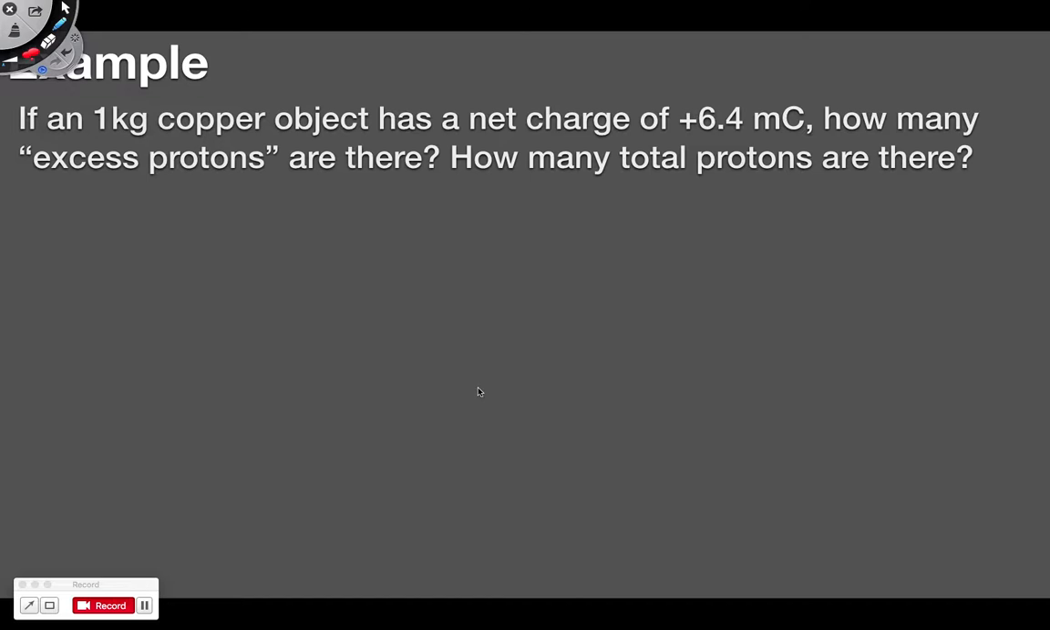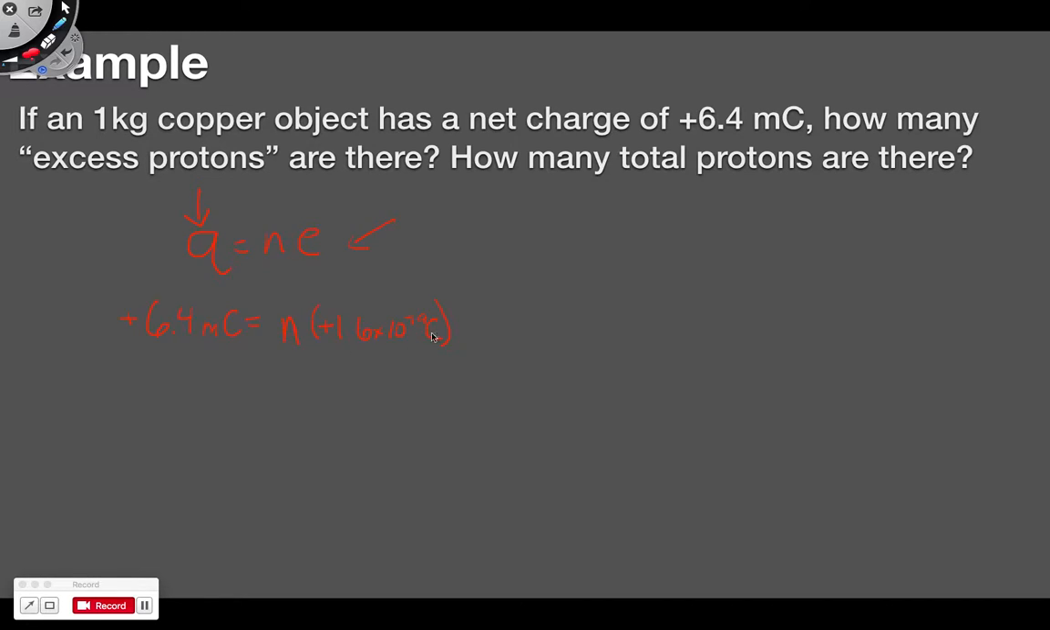Okay, so let's get ready here. First, I'm going to use my equation that I just learned, Q equals NE. And I need to know the charge of the object, which has been given to me as 6.4 millicoulombs. I'm trying to find the number of excess, which is this right here. And since we're talking about protons, I use positive 1.6 times 10 to the negative 19th coulombs. By the way, this equation is not on your yellow sheet. It is something that you're going to need to bring into the exam in your head.